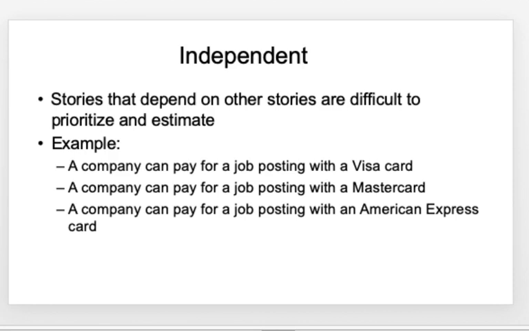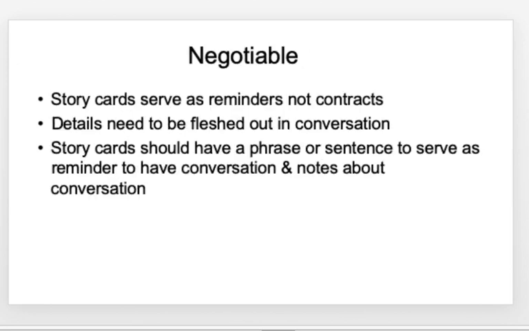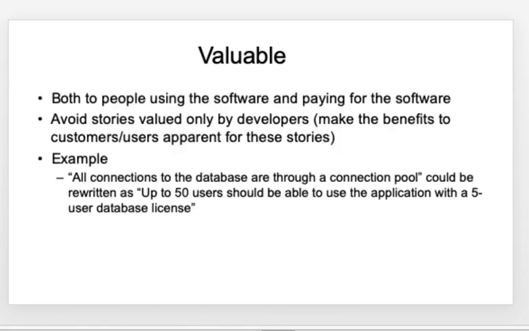So when I say independent, stories that depend on other stories are difficult to prioritize and estimate. Then negotiable, definitely story cards serve as reminders and they are not contracts. It should be valuable for those using the software, those paying for the software. So do not probably focus only on the developer.